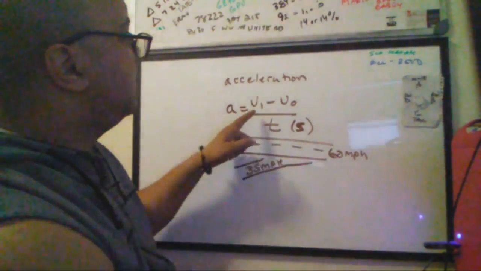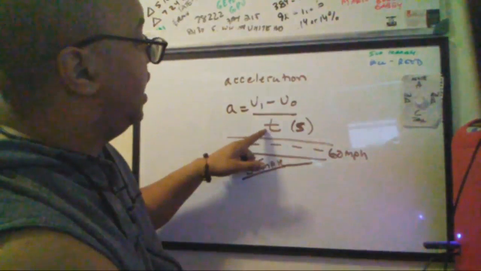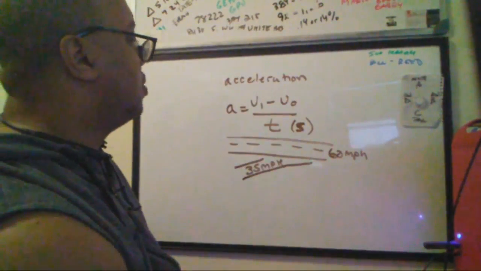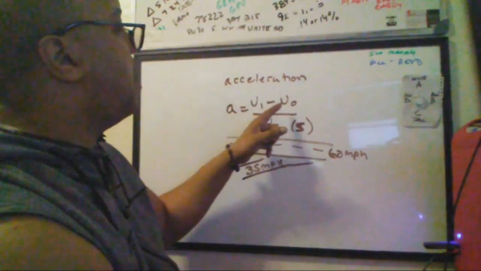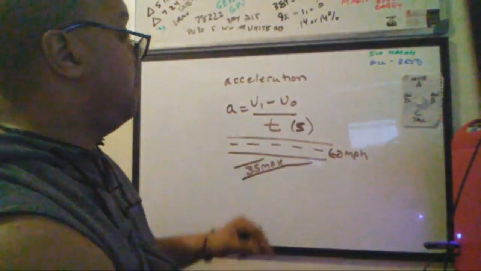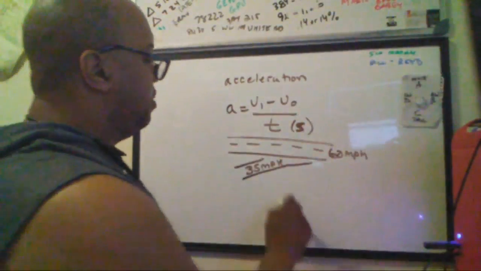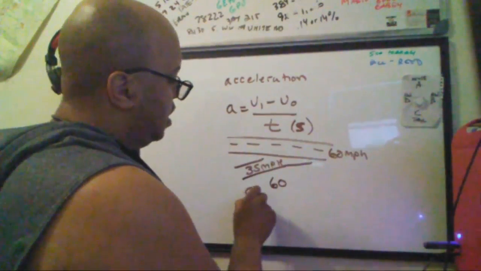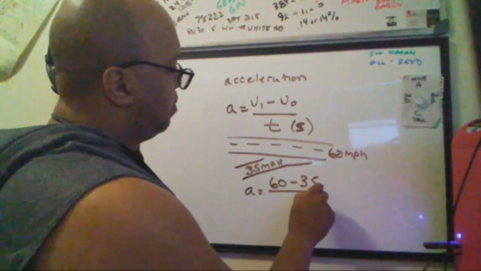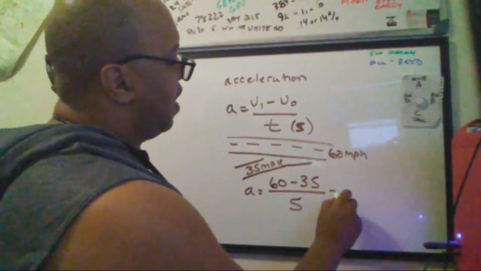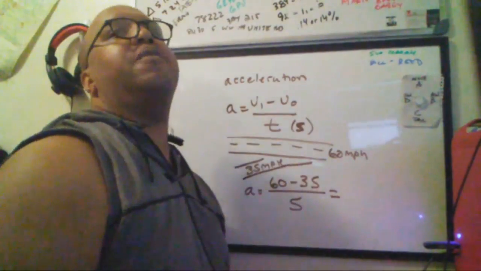So V sub 1 is your final speed. V sub 0 is your initial speed. And 5 seconds is time, in seconds. So when we measure acceleration, we say V sub 1 minus V sub 0 divided by time in seconds. Our final speed is going to be 60. Let's put my A down here. My initial speed is going to be 35. And the time in seconds is going to be 5. Now, I'll let you do the math, sir.